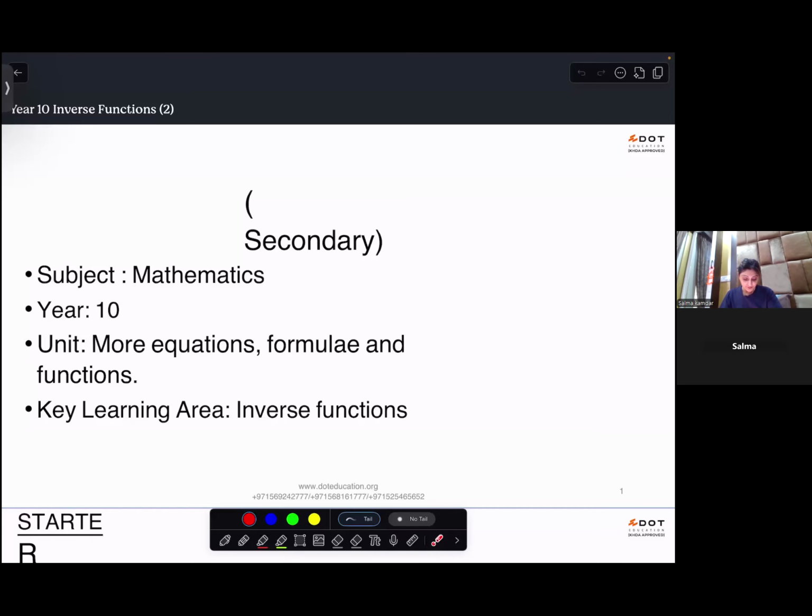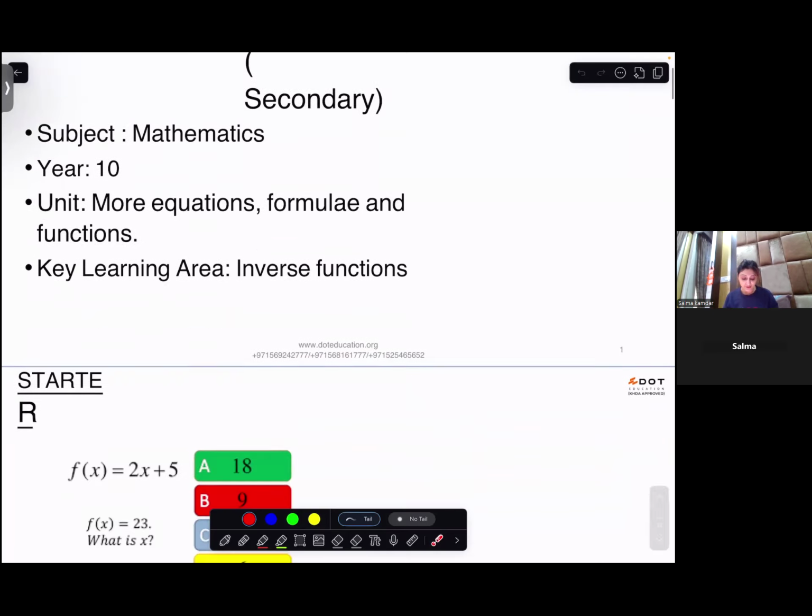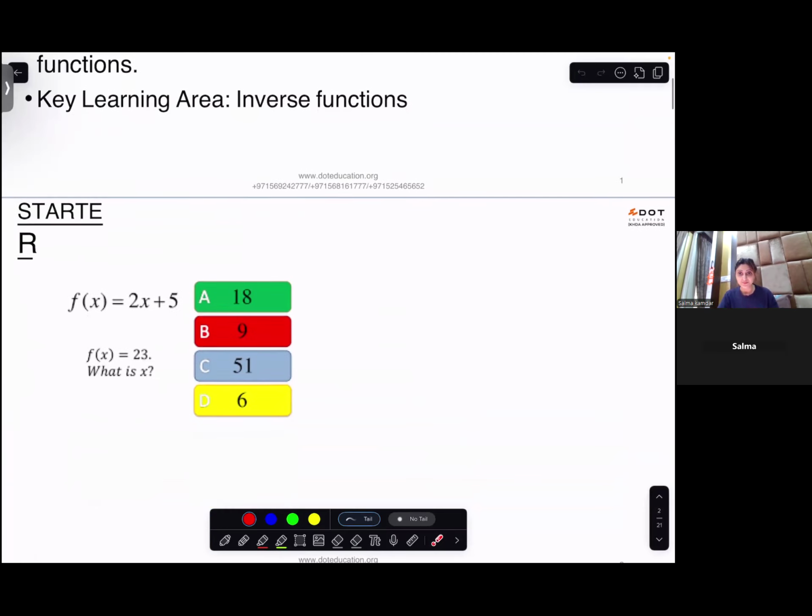Hi everyone. Today we are doing inverse functions. This is a Year 10 or Year 11 IGCSE chapter, and the key area that we are going to focus on is inverse functions, which is a part of the chapter more equations, formulas and functions.